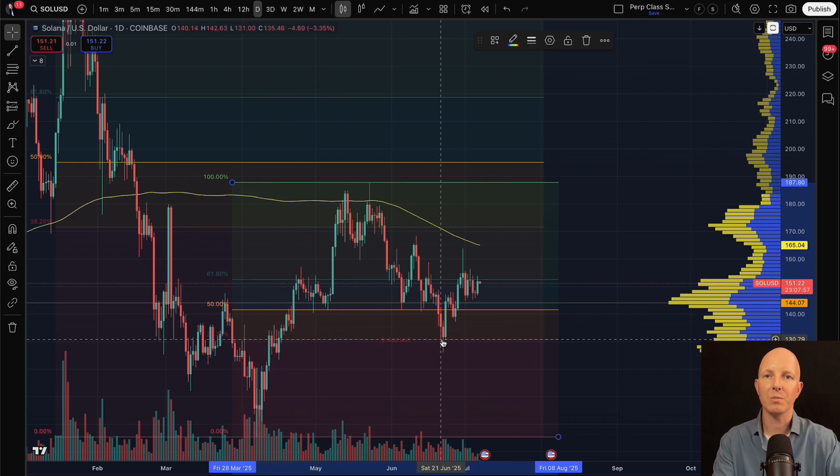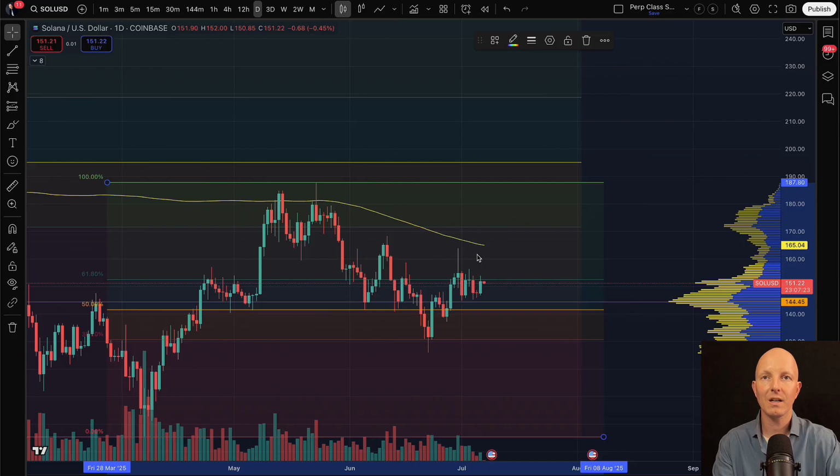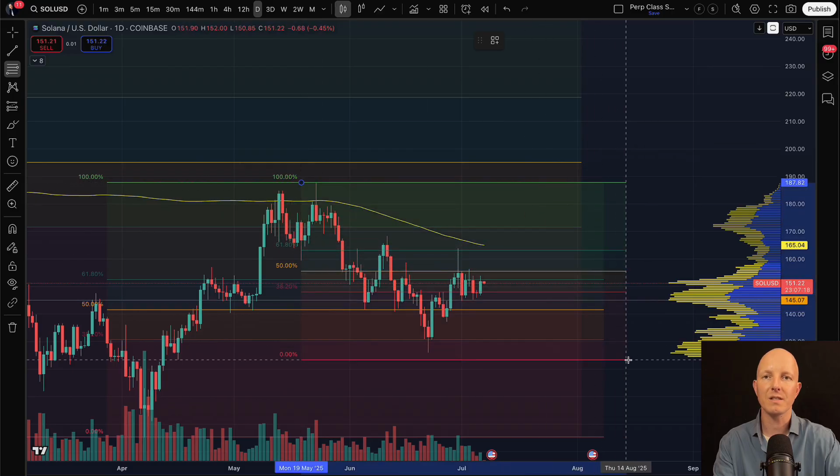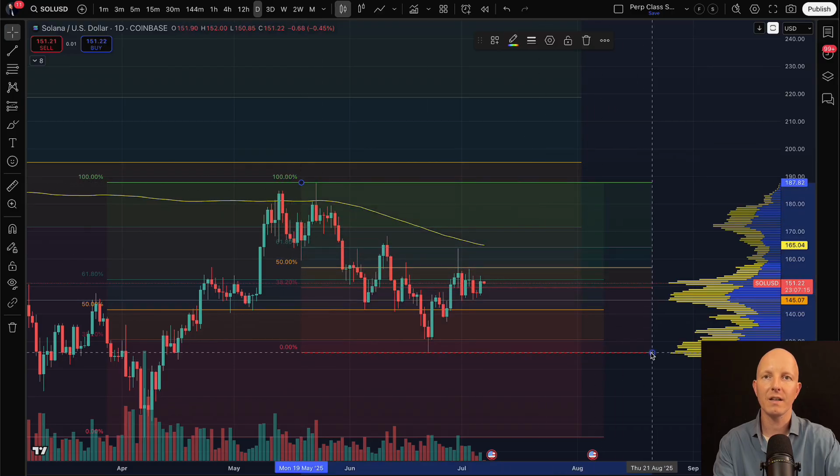It's provided some support right here. We wick down below it on one candle, but provide support. And also here, the 618 provides support and a bit of resistance. We're actually just underneath that right now. So I know we have a lot of layers going on here, but we can get into even the next swing to see where support and resistance would be in this area here.